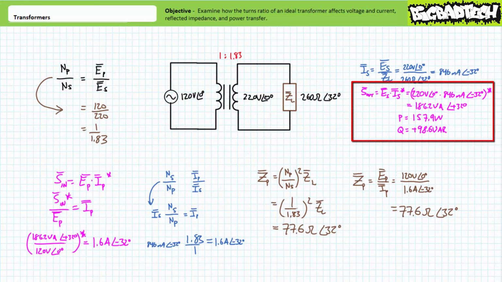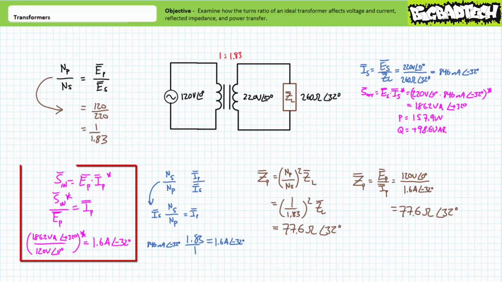The power equations show that this load will experience 186.2 volt amperes of apparent power, 157.9 watts of which is being directed towards real power, and positive 98.6 vars being directed towards a reactive interchange. Power input would also be 157.9 watts and 98.6 vars. Using either of these power figures, or the inversely proportional relationship of turns ratio and current, we find current drawn by the primary will be roughly 1.6 amps at an angle of negative 32 degrees.